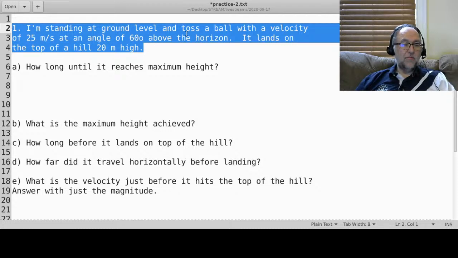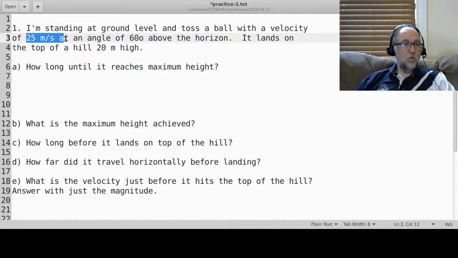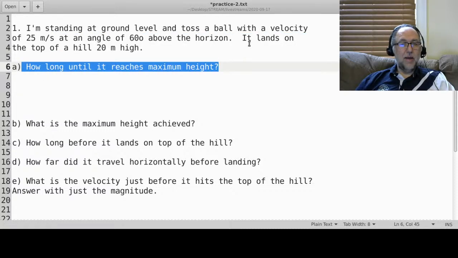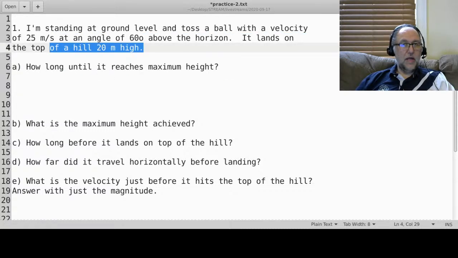I'm standing at ground level and I toss a ball with a velocity of 25 meters per second at 60 degrees above the horizon. It lands on top of a hill 20 meters high. How long until it reaches maximum height? So we're not even worried about the hill for question A, okay?